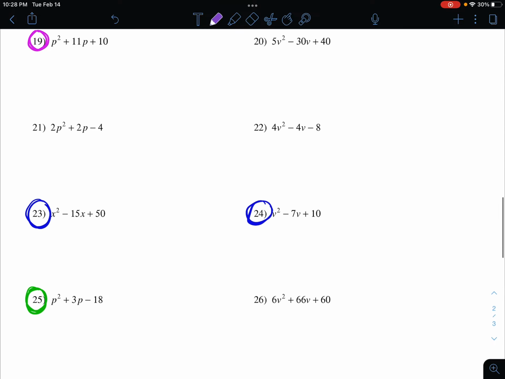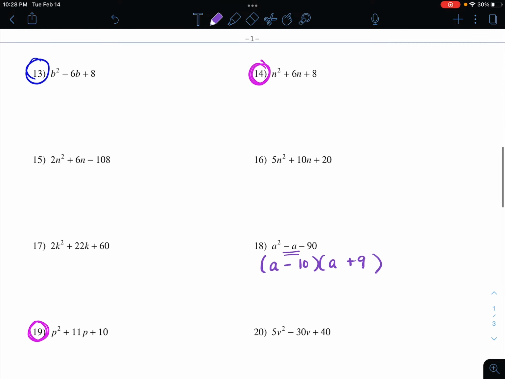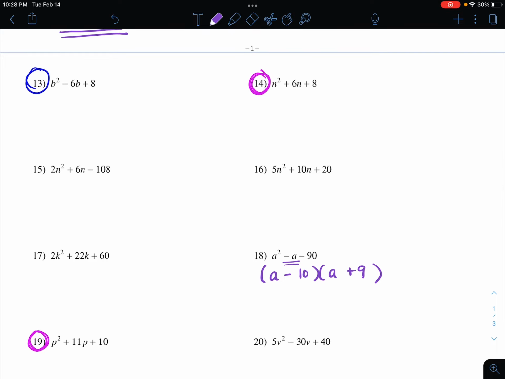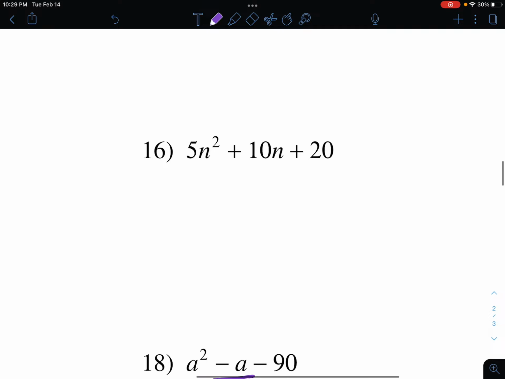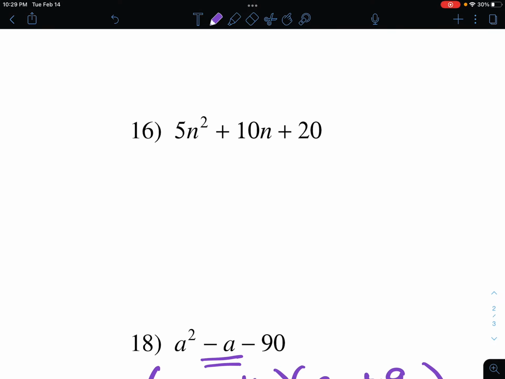Alright, if you'll notice, these last few all have a leading coefficient, right? So I'm going to do number 16. Look at that. That has a greatest common factor. I can divide every single one of those by 5, right? That's the greatest common factor. So like we've done the last 2 days, I know I can take out a 5, and that's going to become n squared plus 2n plus 4. Not 10, that's 4. You would think I'm a math teacher.